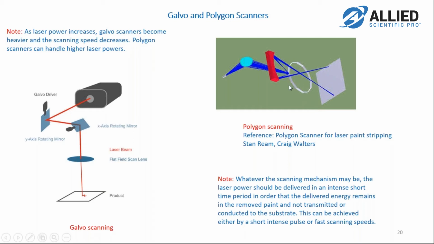You can see in this picture the polygon scanner that has multi-facets. So you can shine a high power CW laser on this polygon scanner and that could handle the power. So whatever the scanning mechanism may be, the laser power should be delivered in an intense short time period so that the delivered energy remains in the removed paint and not transmitted or conducted to the substrate. This could either be achieved by a short intense pulse or with fast scanning speeds that is achievable with polygon scanners.